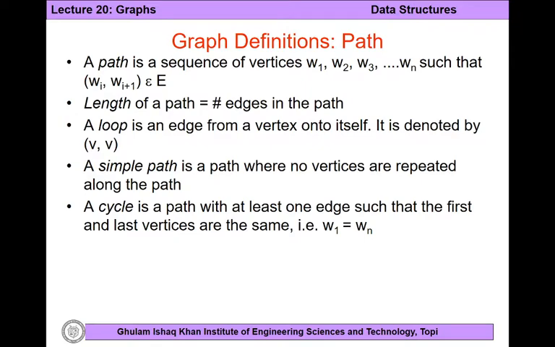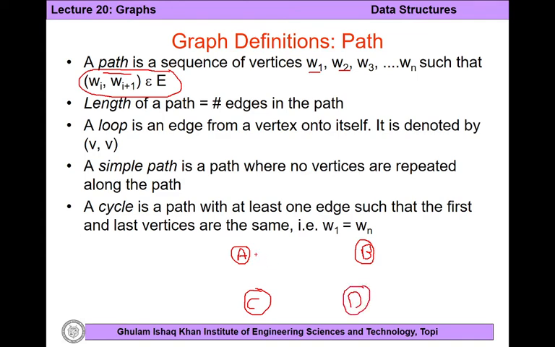Now there are certain concepts in the graph. For example, the concept of a path. So a path in a graph is a sequence of vertices W1, W2 up to Wn, such that Wi and Wi plus 1 form an edge. Now to demonstrate it visually, for example, this is a node or vertex, both are the same. This is another node, this is another node, and this is another node, right.